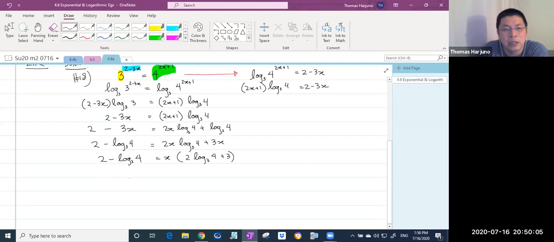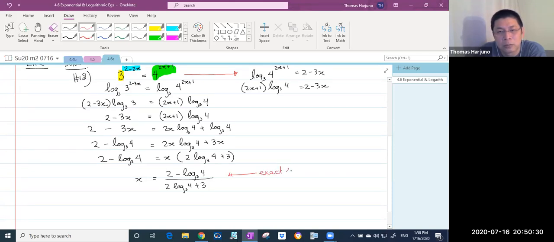Okay, so x is now equal to 2 minus log base 3 of 4 over 2 log base 3 of 4 plus 3. Now, this is what we call the exact solution. If you use base 4, they may look a bit different, but when you compute the approximate solution, it will give you the same number.